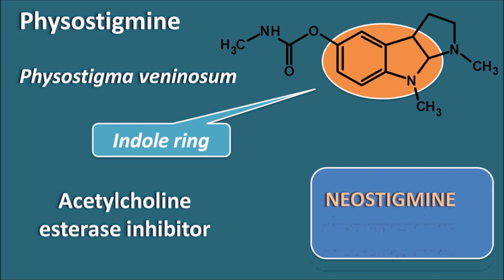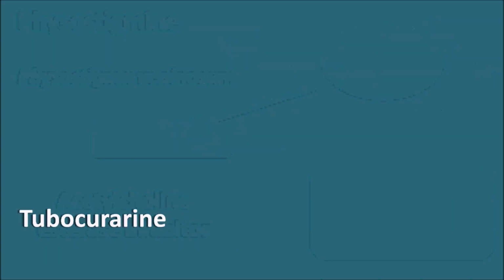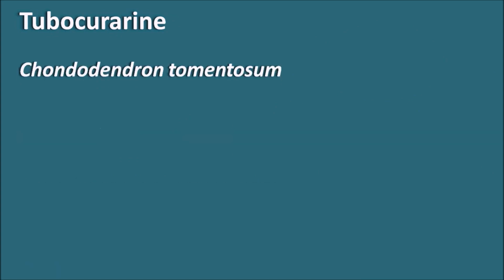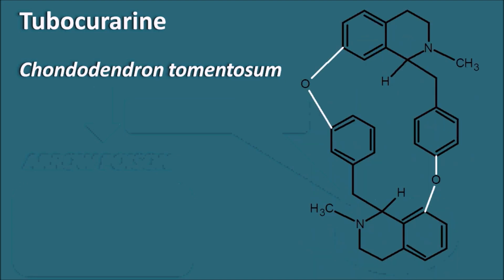Already we have seen that neostigmine and pyridostigmine are synthetic derivatives related to physostigmine. Similarly, another example is tubocurarine, or particularly called D-tubocurarine. It comes from Chondrodendron tomentosum. This is the structure of D-tubocurarine, and we can observe that it is a dimeric structure.